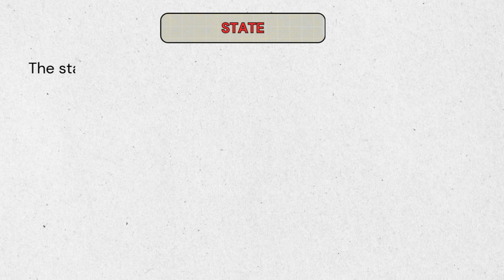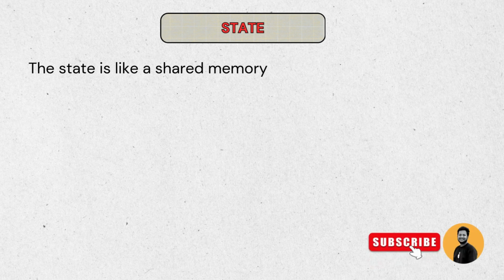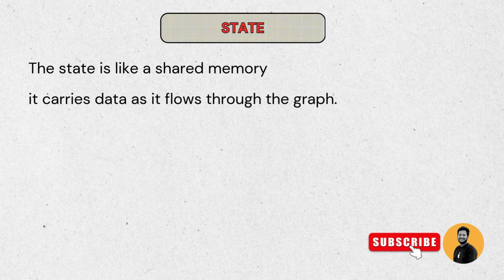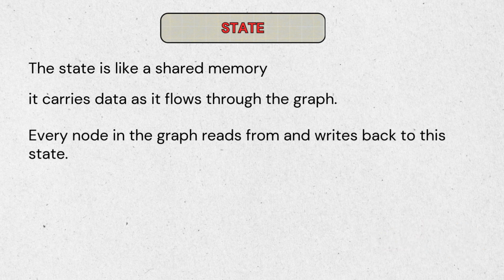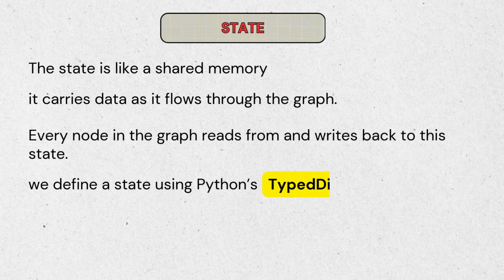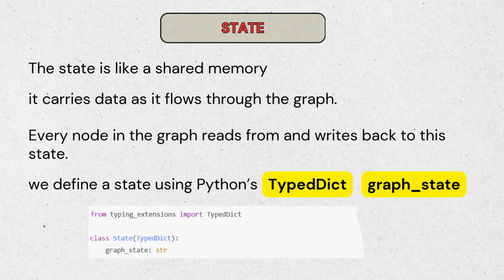The state is like a shared memory. It carries data as it flows through the graph. Every node in the graph reads from and writes back to this state. In our example, we define a state using Python's TypedDict, which just has one field called graph_state. Let me show you how we define that in code.